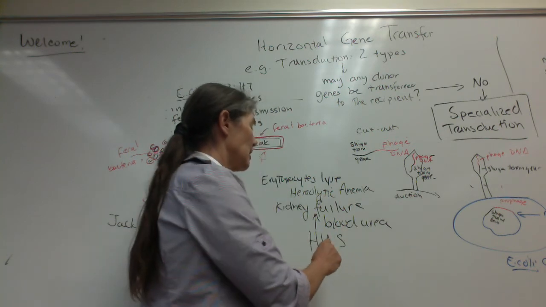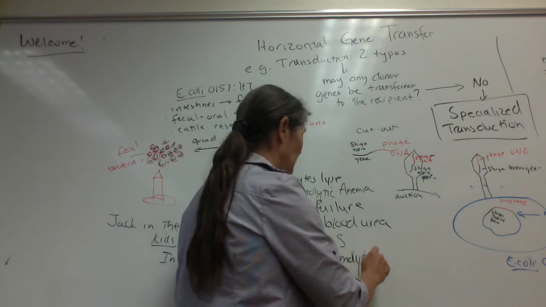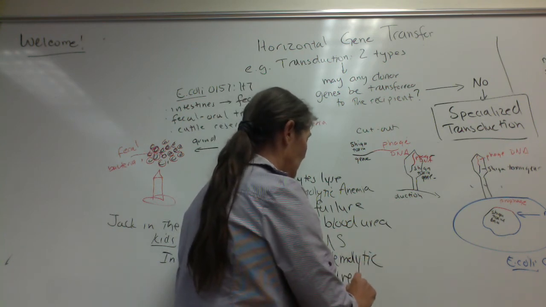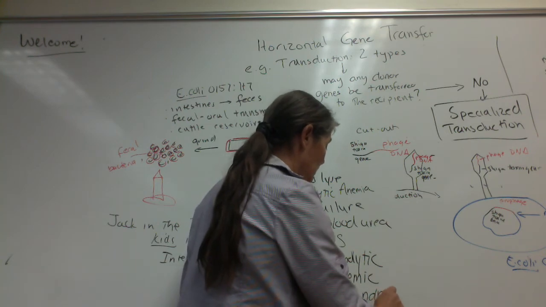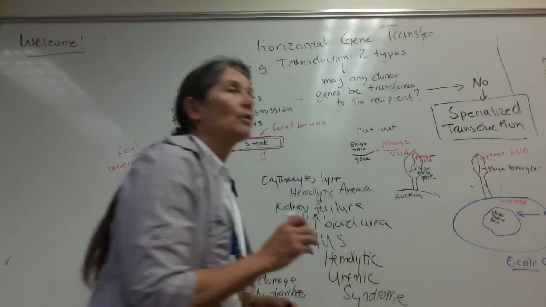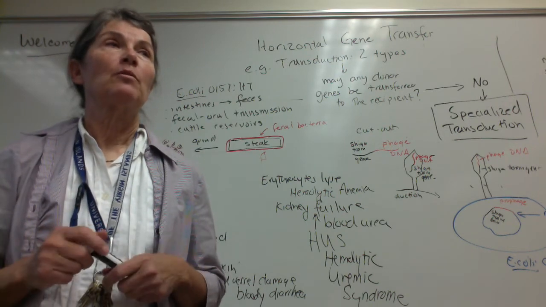HUS, and what's the H stand for? Hemolytic uremic syndrome. Good. Can this kill kids? It sure can. So again, folks, it was originally known as hamburger disease because it was associated with ground beef.